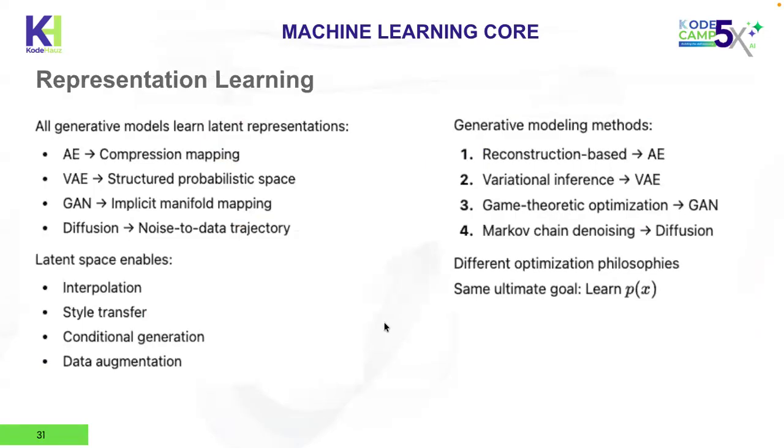So let's just round up with representation learning. At the end of the day, all generative models will learn what we call the latent representation. For autoencoders, we have compression mapping, that's the latent representation. For variational autoencoders, it's a structured probabilistic space. For GANs, generative adversarial networks, it is an implicit manifold mapping. For diffusion models, it's a noise to data trajectory. So these are all latent internal representations of the data that you are training it or you have trained it on.